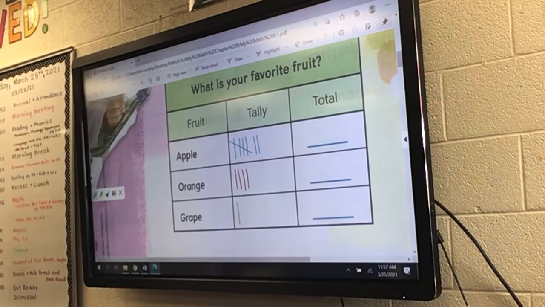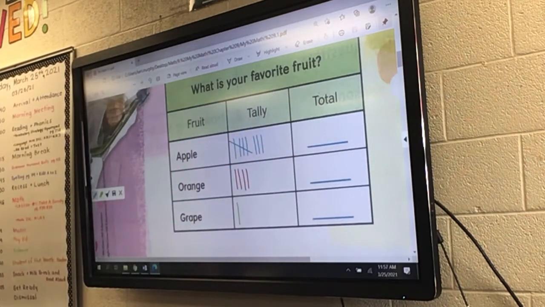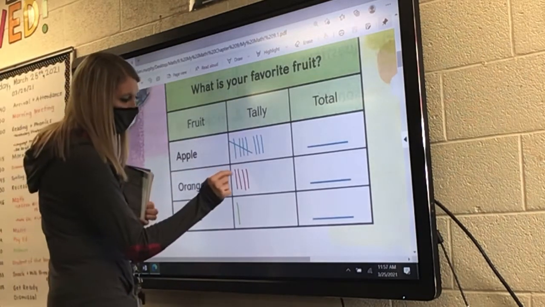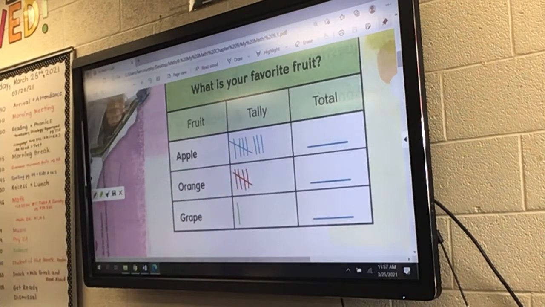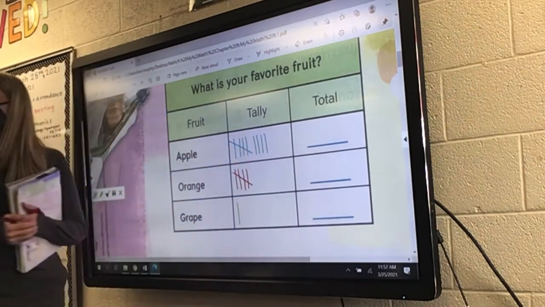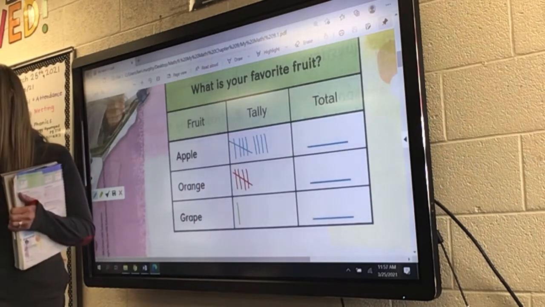All right, Raylan. Apple. Good. Lila. Orange. So now what do we have to do with the orange? Cross over one. All right, Corla, what's your favorite? Apple. Let's go apples. Apple's winning. Kate, what's your favorite? Apple. Ooh. What do we have to do with apple now?